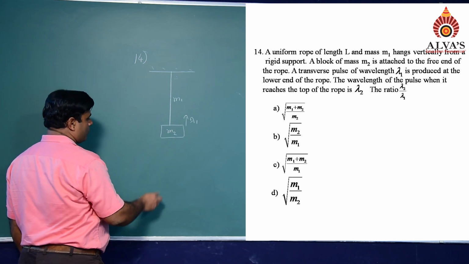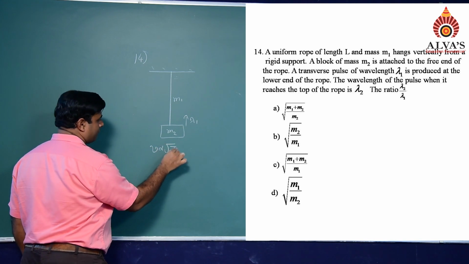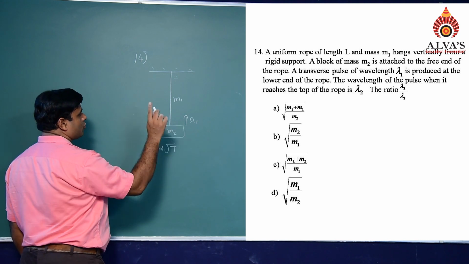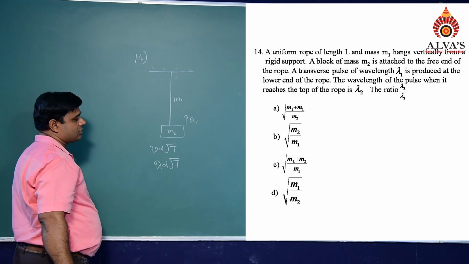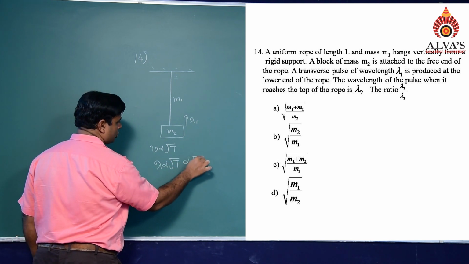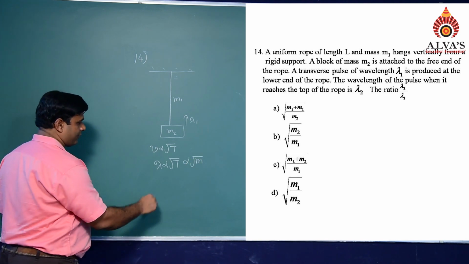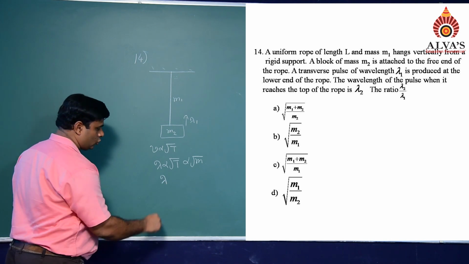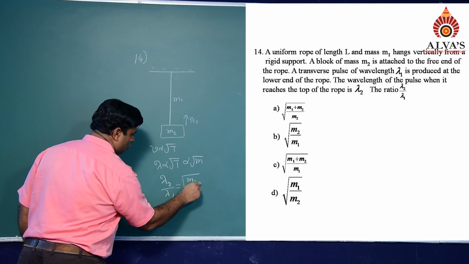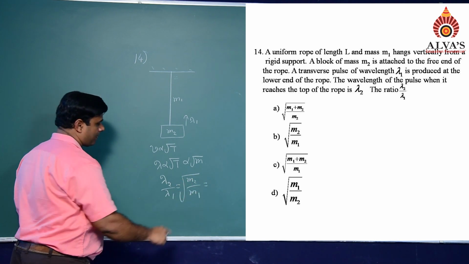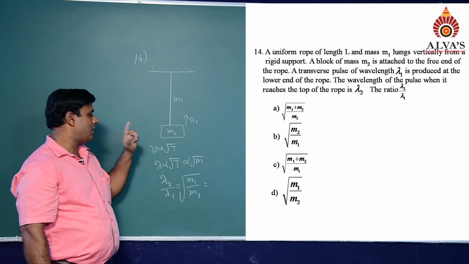In case of rope, velocity is proportional to root of tension, but velocity is proportional to wavelength. Therefore, wavelength is proportional to root of tension, but tension is proportional to weight. Weight is proportional to mass. Therefore, lambda 2 divided by lambda 1 is root of M2 divided by M1. Lambda 1 is the wavelength when it is at the bottom where only mass M2 acts.